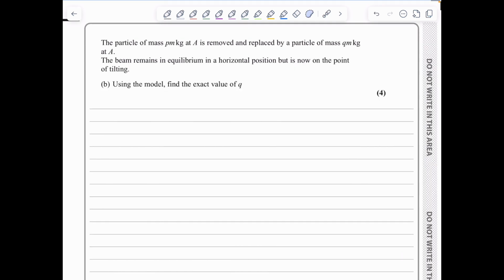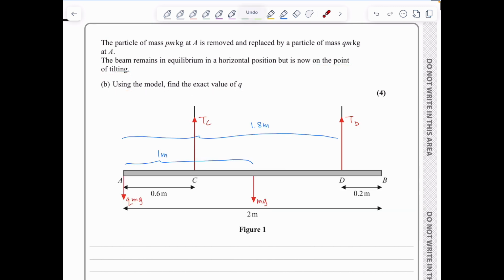We then have that the particle of mass Pm kilograms at A is removed and replaced by a particle of mass Qm kilograms at A. The beam remains in equilibrium in a horizontal position, but is now on the point of tilting, and we need to use this model to find the exact value of Q. So once again, let's look at what's happening here. We have replaced the particle at A with a particle of mass Qm, and we are on the point of tilting, so we are about to tilt about C. This means that there will be no tension at D.